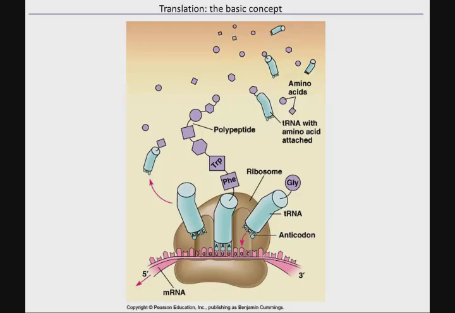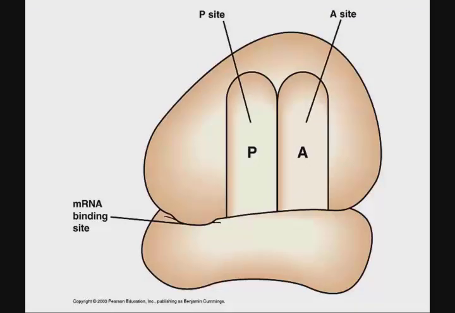Now, translation's a little bit more complicated than transcription. Instead of just copying DNA to RNA, instead of copying the language of nucleotides, we're actually going to translate into a whole different language. So we're going to have some more players there. So first of all, we're going to need a ribosome. And we've talked about ribosomes before as the site of protein synthesis.